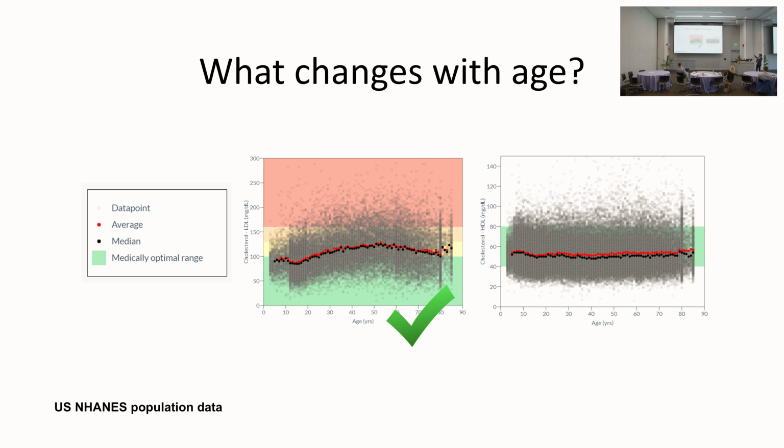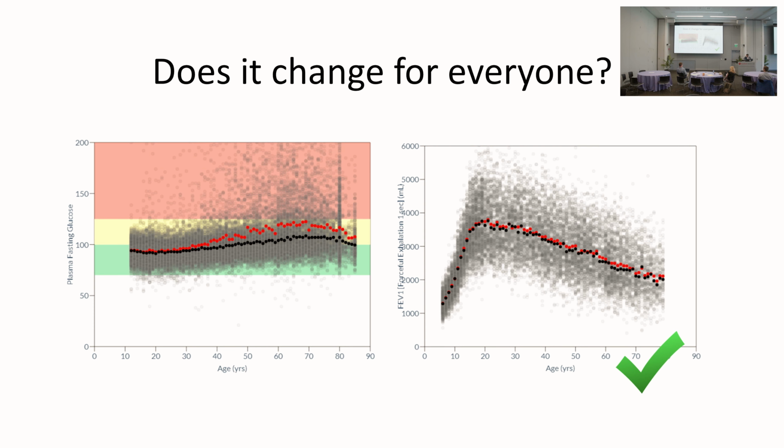So these are like floating point measurements. And then there's some medical ranges in the background. But more importantly, you can see that LDL cholesterol on the left has this arc to it. And HDL cholesterol on the right is basically the same from when you're born to when you die. On a population level, it doesn't seem to change. So the left one, LDL, is changing with age, and on the right one, HDL is not. Does it change for everyone?